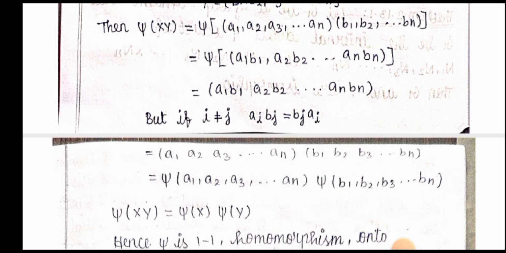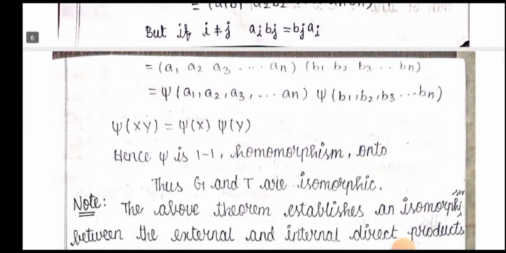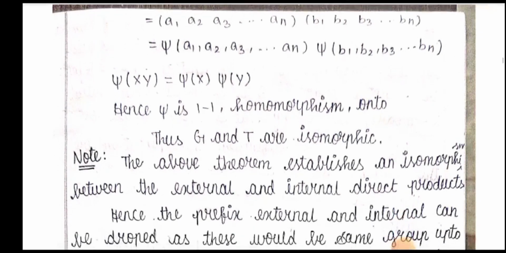And again by the definition of psi, it is equal to psi of (A1, A2, A3, and so on An) into psi of (B1, B2, B3, and so on Bn), which is equal to psi of x into psi of y. Therefore, psi of xy is equal to psi of x into psi of y. Thus, we have proved psi is 1 to 1, onto and a homomorphism, and therefore G and T are isomorphic. Thank you.